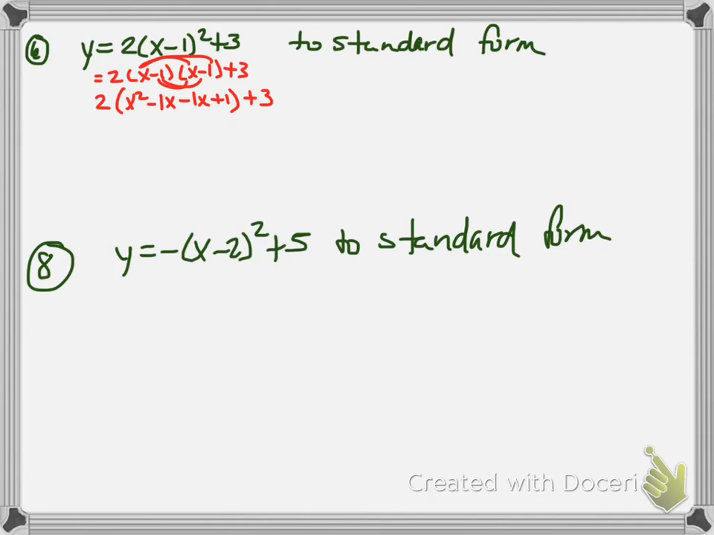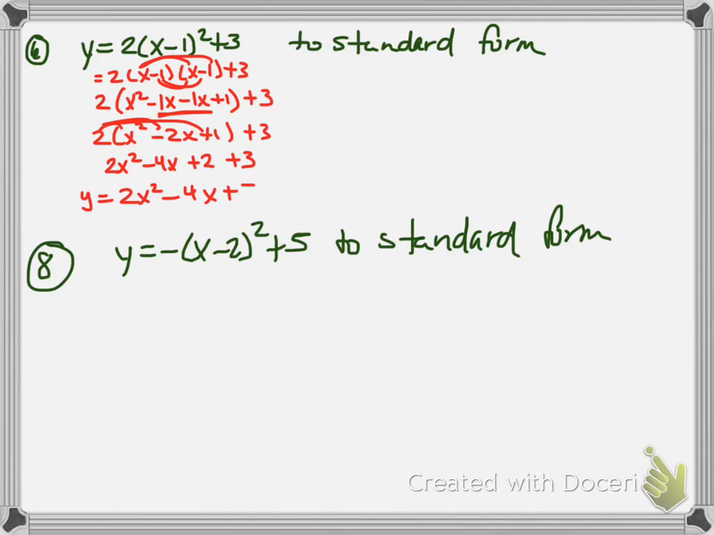Please don't forget we still have that 2 in the front and that plus 3 at the end. Who can I combine from that parentheses? Negative 1x and negative 1x, which becomes negative 2x, plus 1 plus 3. What am I supposed to do with that 2 up in the front? You're supposed to multiply everything you have in the parentheses. Very good. Distribute that 2 to everything. What's 2 times x squared? 2x squared. 2 times a negative 2x? Negative 4x. And 2 times 1? Positive 2. And don't forget to bring down that plus 3. So our final answer would be y equals 2x squared minus 4x, 2 plus 3, 5.